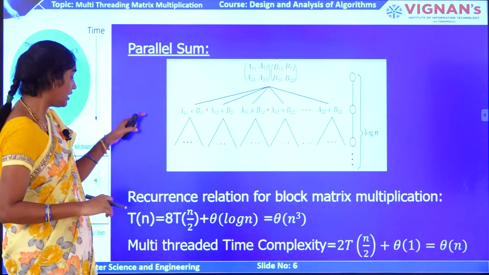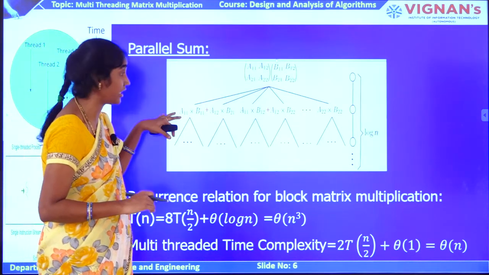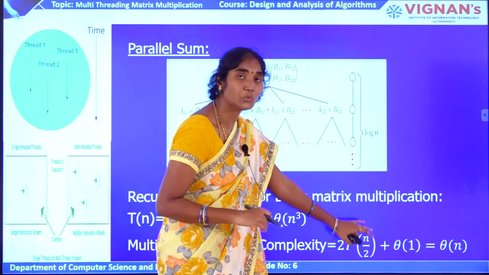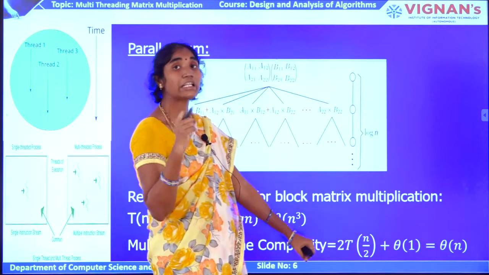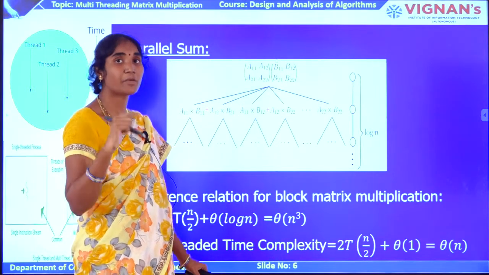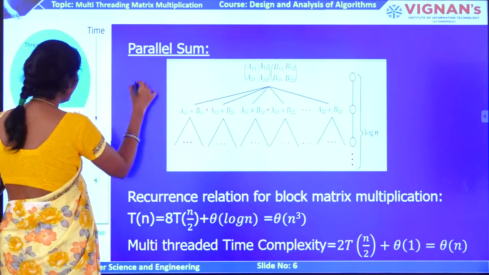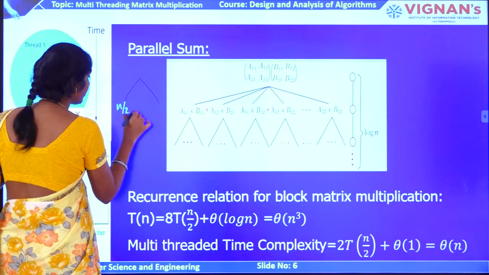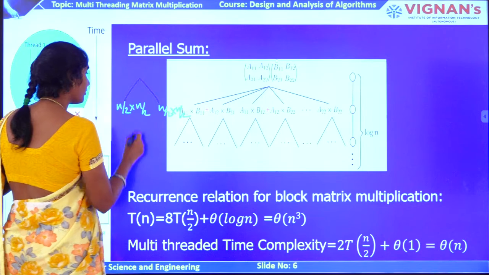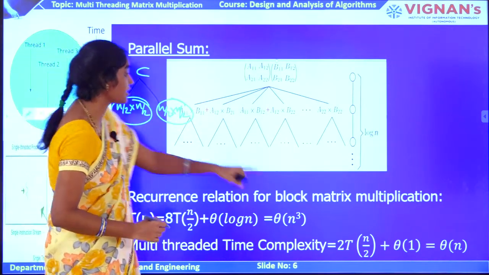Now if I want the multi-threaded time complexity, whenever I am inculcating multi-threading for the matrix multiplication, here it is 2T of n by 2. Why this 2T of n by 2? Because each time we are dividing our n by n matrices into n by 2 into n by 2, and parallelly I am doing it. So I am computing this one and this one parallelly, right. That is the reason it is 2T of n by 2.